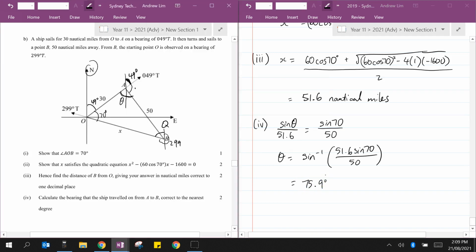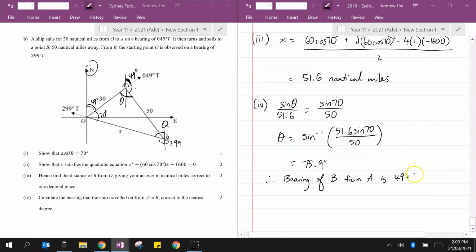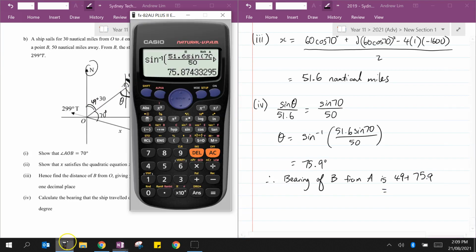Now the question says we need to work out the bearing. Therefore, bearing of B from A is 49 plus, because they are corresponding angles, parallel lines are equal, 49 plus 75.9. 125 degrees.